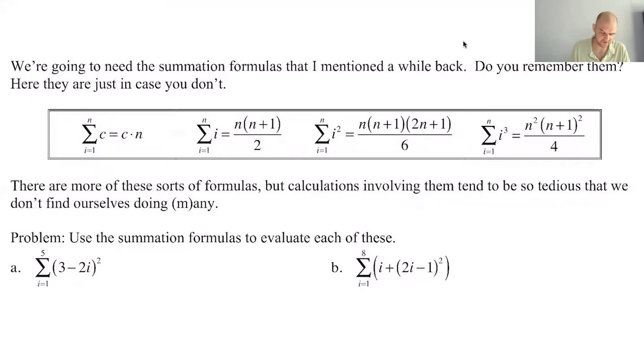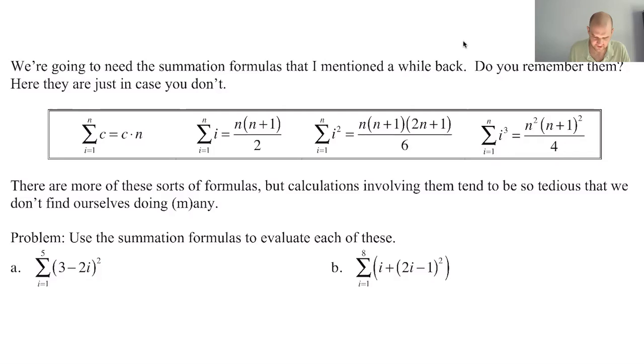Let's go over them. If we're going to sum from 1 to n just a constant, then that's like the constant plus the constant plus the constant, however many times you need that. So that's just going to be c times n. And that one's pretty straightforward. So the sum of a constant from 1 to n is just c times n.